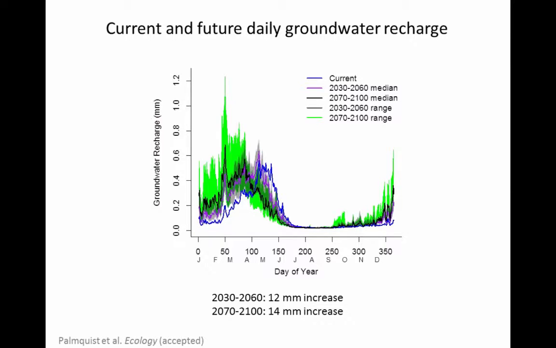The last figure I want to show you for this section is groundwater recharge, so the amount of water lost out of the bottom soil layers to the water table. And again, similar to transpiration, we see that there's a shift in the future to groundwater recharge happening earlier in the year. And also, for some of the climate models, there are big increases in groundwater recharge in the future, as suggested by the green peak here.